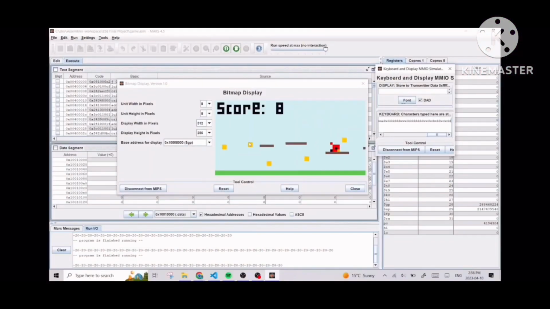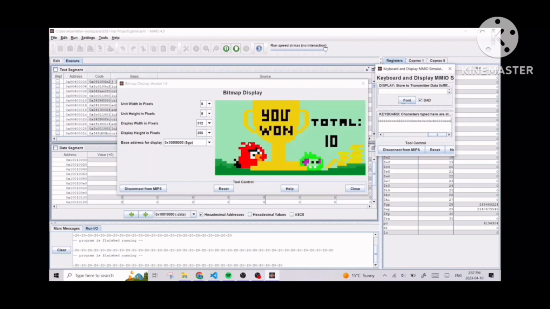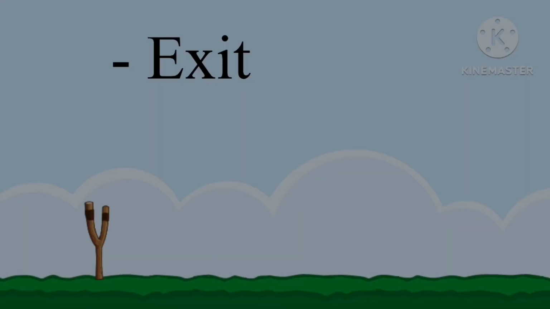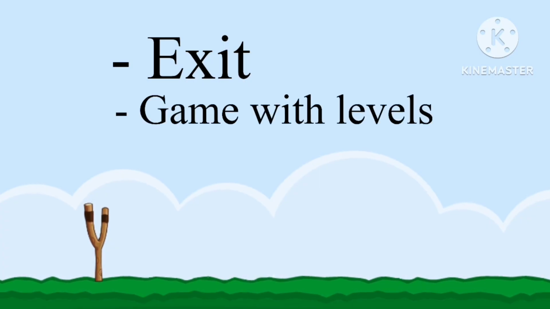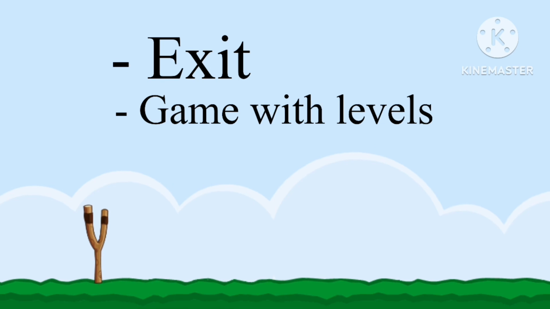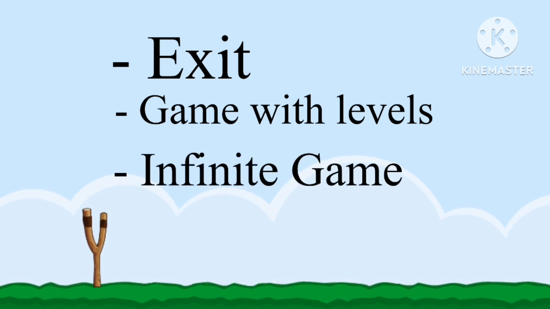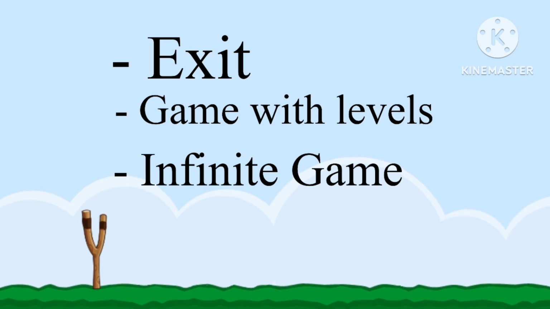Although I was able to complete all milestones, I wanted to mention that if I had more time to work on this, I would have liked to implement an additional feature with 3 options on the main menu. 1st to exit, 2nd to start the game with levels, 3rd is an infinite platform game where the player has to see how many coins they can get before getting hit by a pig.